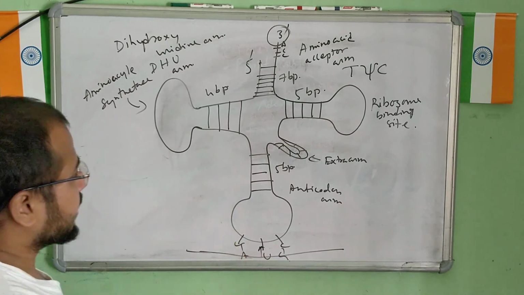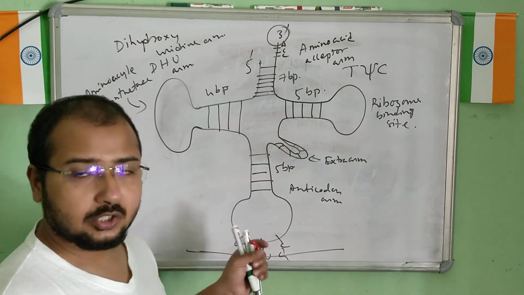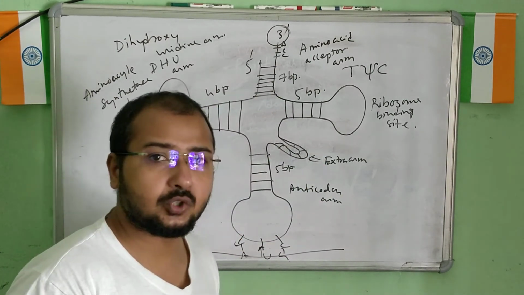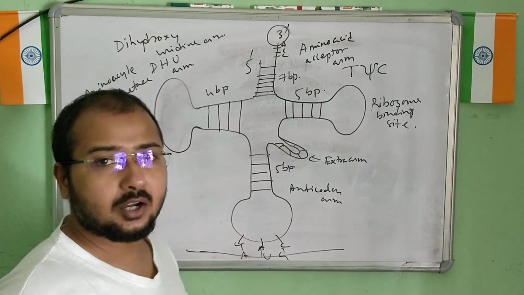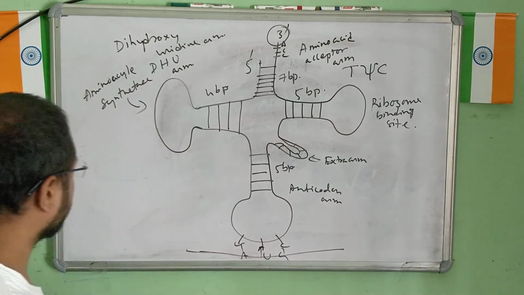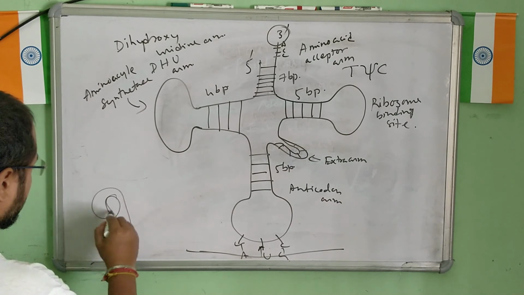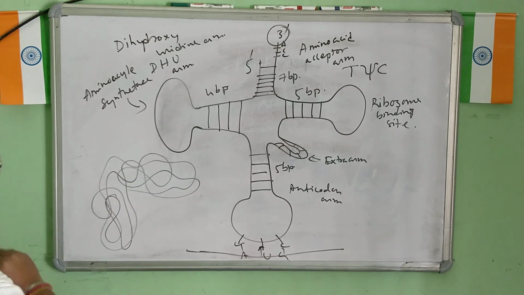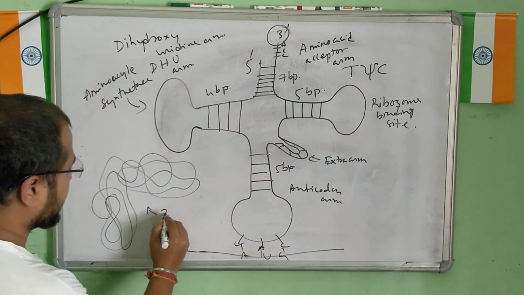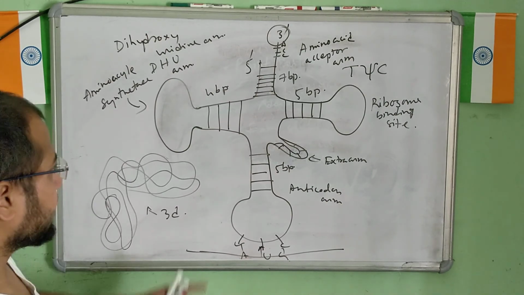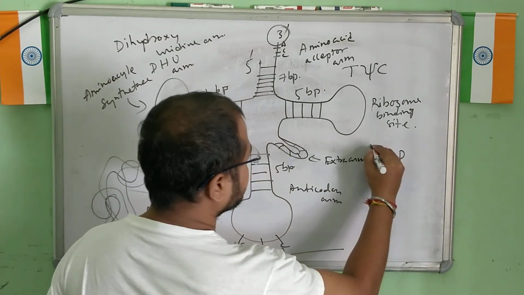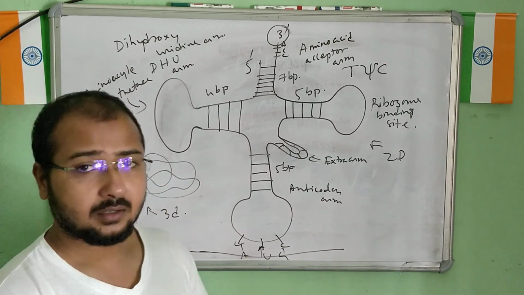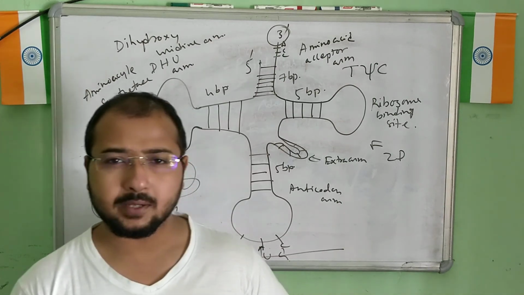So this is the cloverleaf model, the two-dimensional structure of tRNA, and if you look at the 3D structure of this tRNA, it will be an inverted L-shaped structure. Understood? This is the tertiary structure, the 3D form. This is the 2D structure. So this is the structure of tRNA. Fine. I hope you understood these very simple topics.